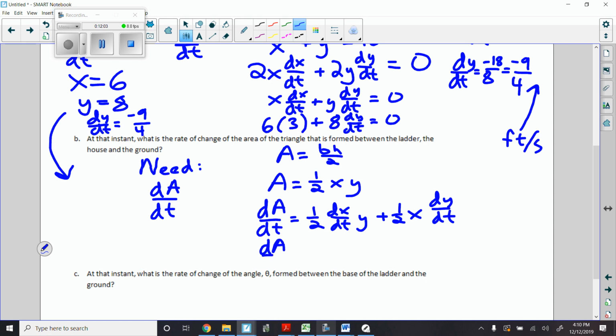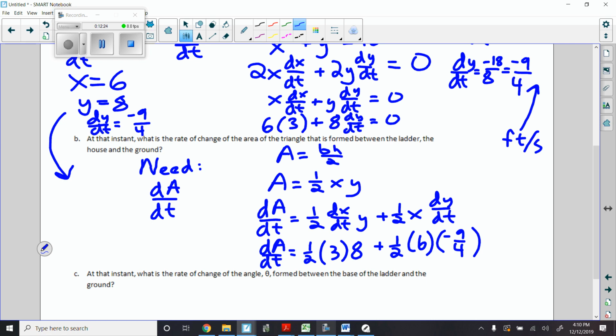So dA dt is going to be half. Dx dt was 3. Y was 8. Plus half of x, which was 6, times dy dt, which is negative 9 over 4.